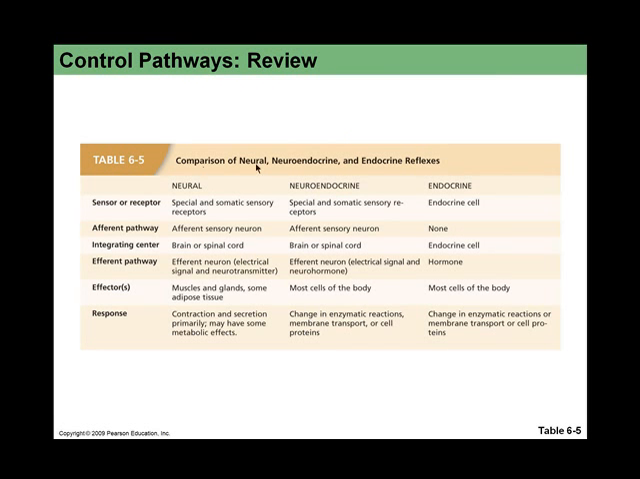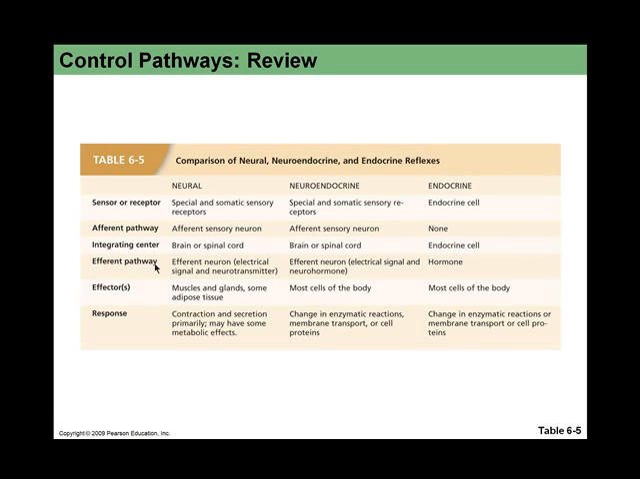To review then, comparison of the neuroendocrine and the endocrine reflexes. A sensor or receptor for the neural is a special and somatic sensory receptor. For the neuroendocrine, there are special and somatic sensory receptors as well. For the endocrine, it's the endocrine cell directly. The afferent pathway in the neural and neuroendocrine are the afferent sensory neurons. There is none in the endocrine because it's directly on the endocrine cell. Integrating center is present in all 3 cases. It's the brain or spinal cord for the neural and neuroendocrine, but the endocrine cell directly for the endocrine reflex.